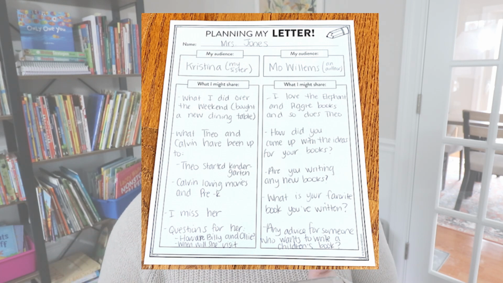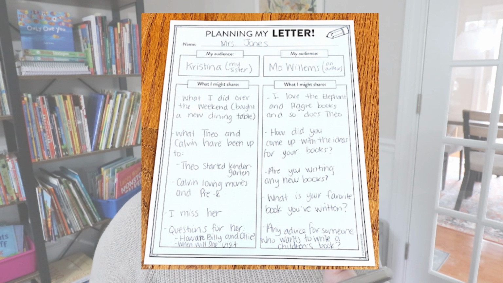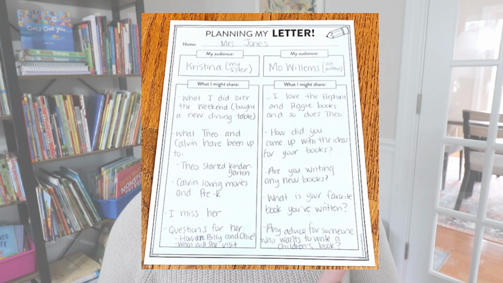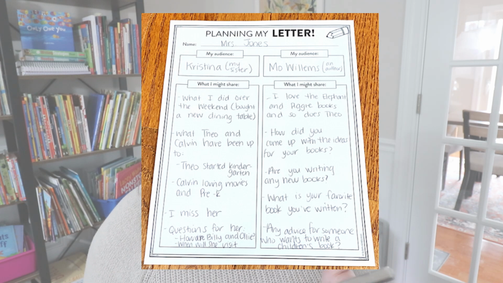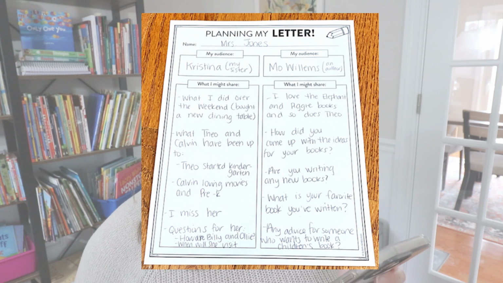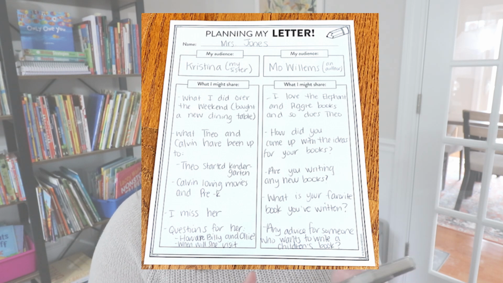And I brainstorm some things I might share with my sister. I would tell her what I did over the weekend, what Theo and Calvin, my 2 kids, have been up to. I'd let her know I missed her, and I might have some questions for her. How are Billy and Ollie? When will she visit next? But I'm not going to ask those things to Mo Willems. That doesn't make sense. If I'm writing a letter to this author, I might let him know that I love the Elephant and Piggy books.